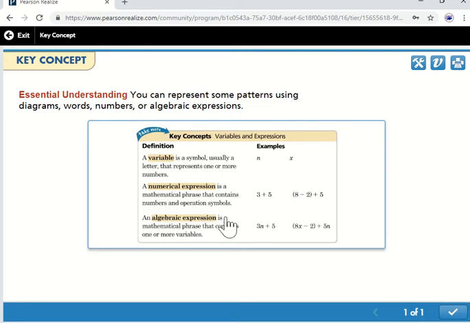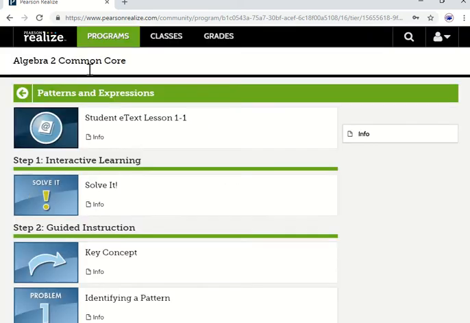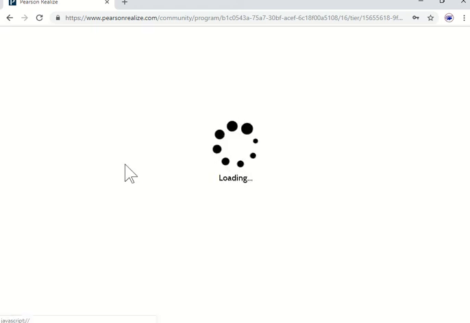But an algebra expression is a mathematical phrase that contains one or more variables, like this one or this one. And look down here, just one of one, so I don't think that does anything. You've got to exit out of here, and then the next thing would be this problem 1.